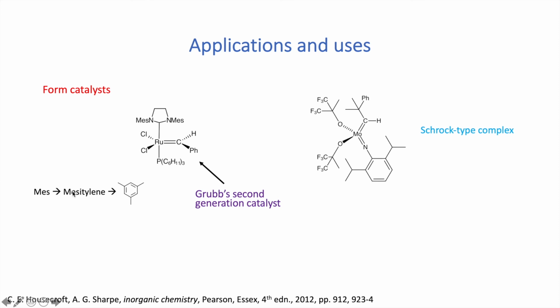Now if you didn't know, MES stands for mesitylene, which looks like this. And these catalysts are most often used in organic synthesis and most commonly alkene metathesis.